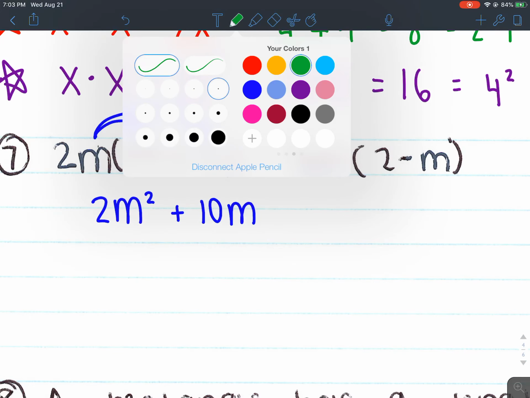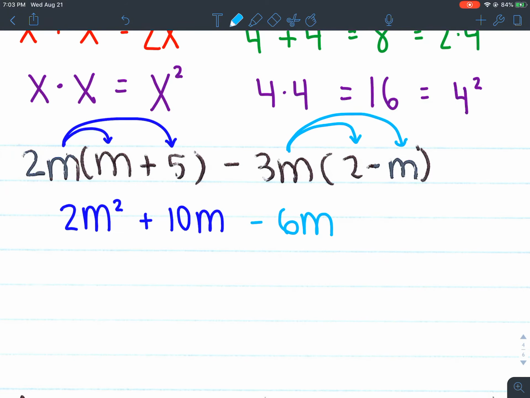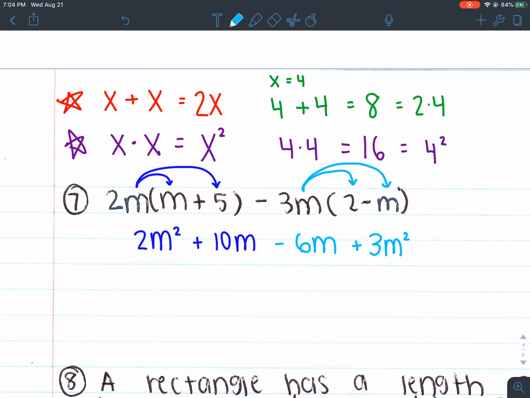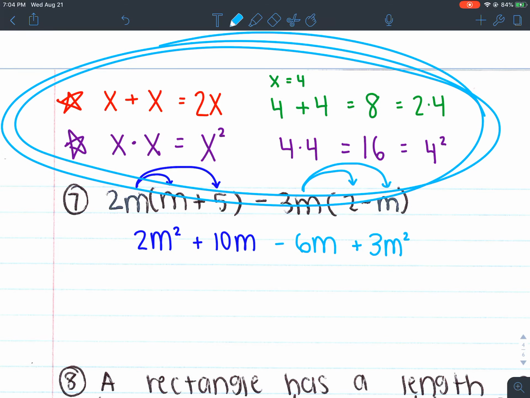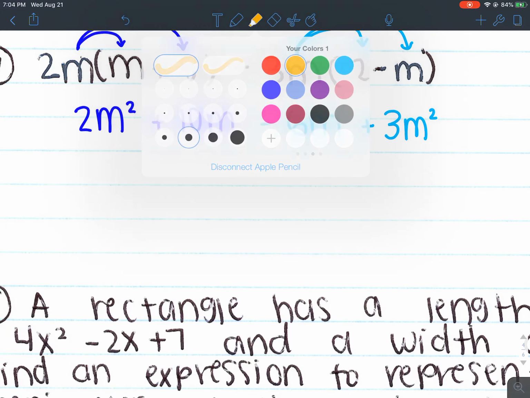All right, and then this next part, we're going to do negative 3m times 2, that's negative 6m, and then negative 3m times negative m. Well, I know it's going to be positive because a negative times a negative is positive. We have a 3. And then we have m times m again, which is m squared. So remember, m times m is m squared. m plus m is 2m. So that's where you want to make sure you get this part up here, because this part is the tricky part.